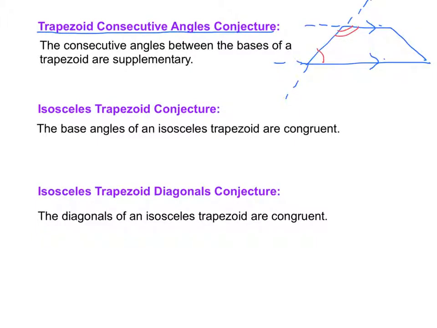So this next conjecture sort of defines what an isosceles trapezoid is. So it says that the base angles of an isosceles trapezoid are congruent.